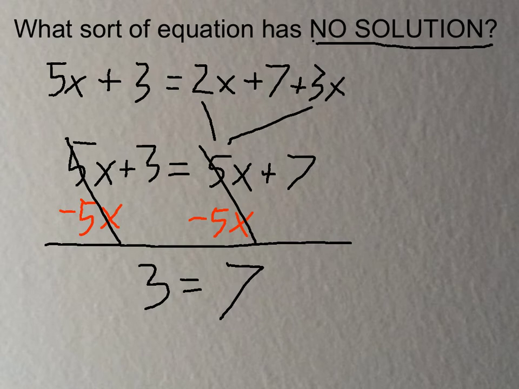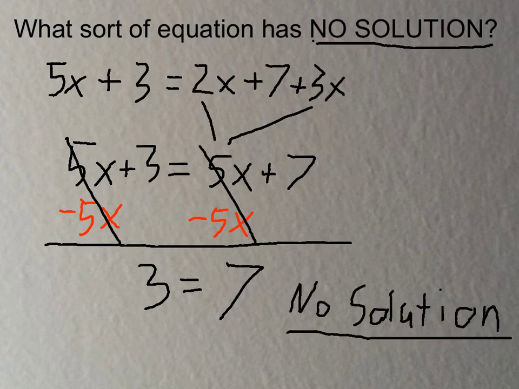But we followed all logical steps, so the only conclusion that we can come to is that our original equation, the one we started with up here, could not have been well formed, or in other words, it had, you guessed it, no solution. So that's one example of how an equation could have no solution.